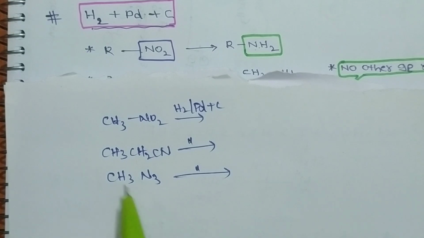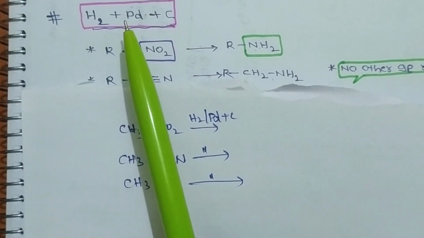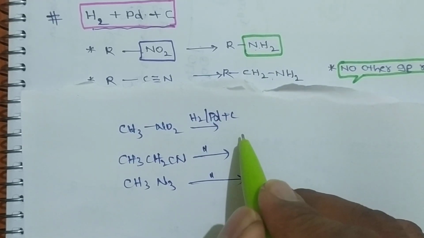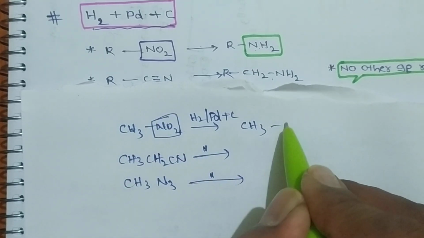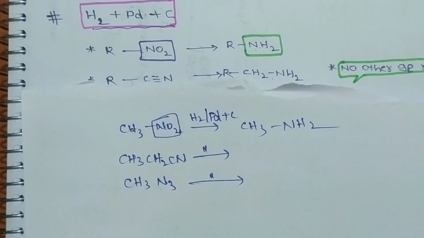Now solve this question. They have given nitro compounds. Whenever they are reacting with H2 palladium carbon, the nitro compounds are converting into amines. Just convert the NO2 group into NH2 group. These are very, very useful for conversion reactions.